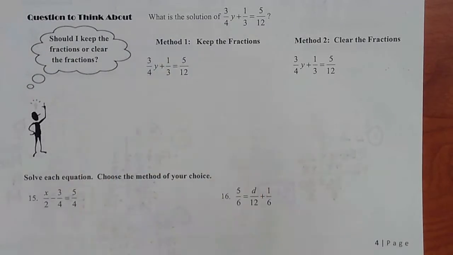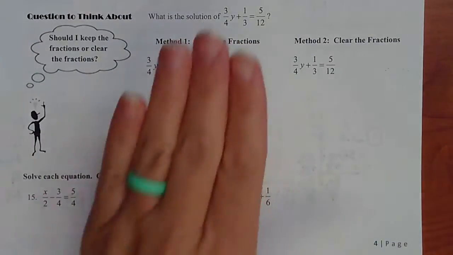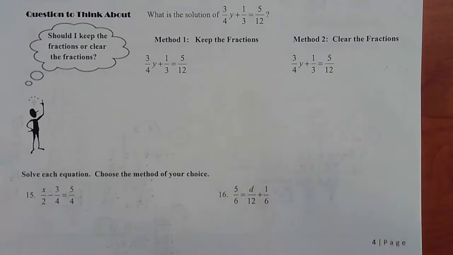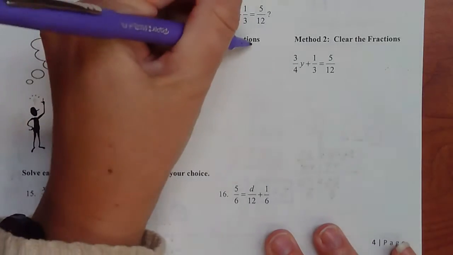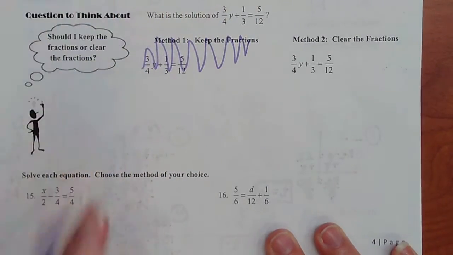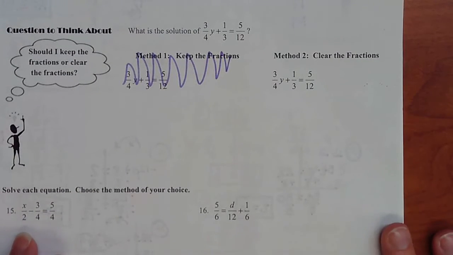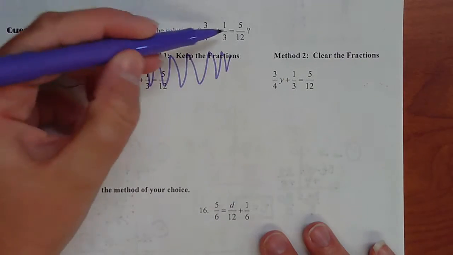I don't like method one. It says keep the fractions. I am well aware nobody likes fractions. So we are going to do the second way, which is clearing the fractions. So we're not going to keep fractions. And the first problem that we are going to solve together is this one right here.